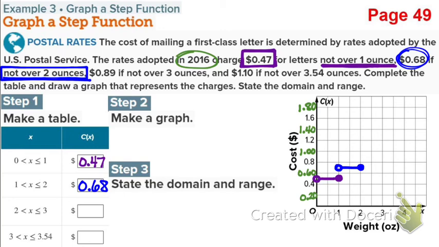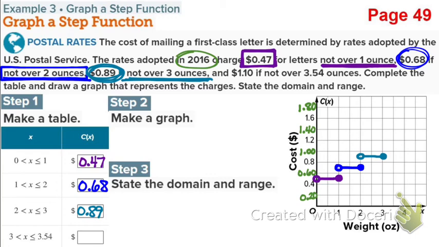What about if it's more than 2 ounces? How much do I pay now? 89 cents. It can be more than 2, but not more than how many to only pay 89 cents? Yeah, not over 3 ounces. So I would pay 89 cents here. So in between 2 ounces and 3 ounces, it's this flat rate of almost 90 cents.